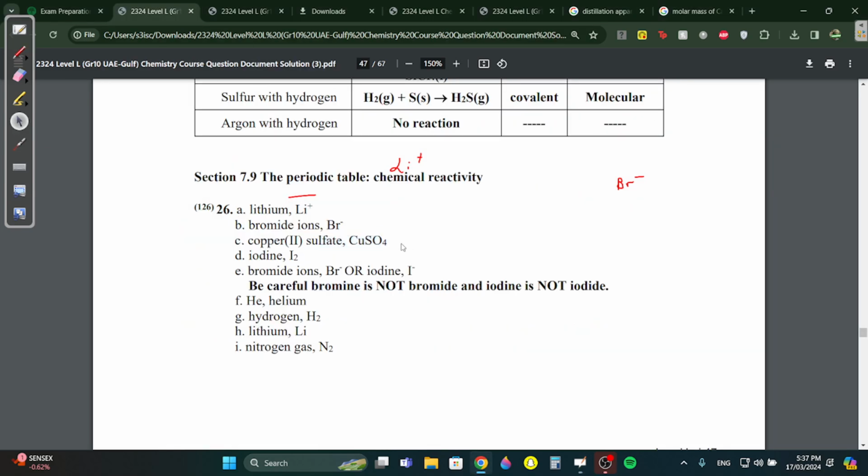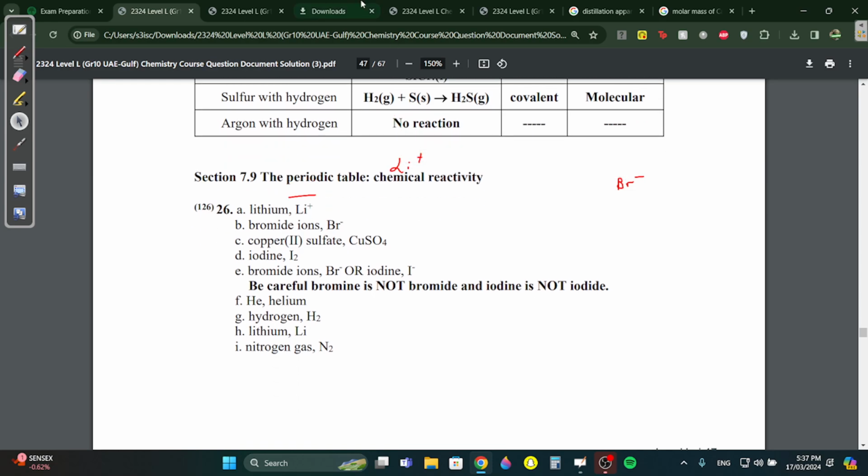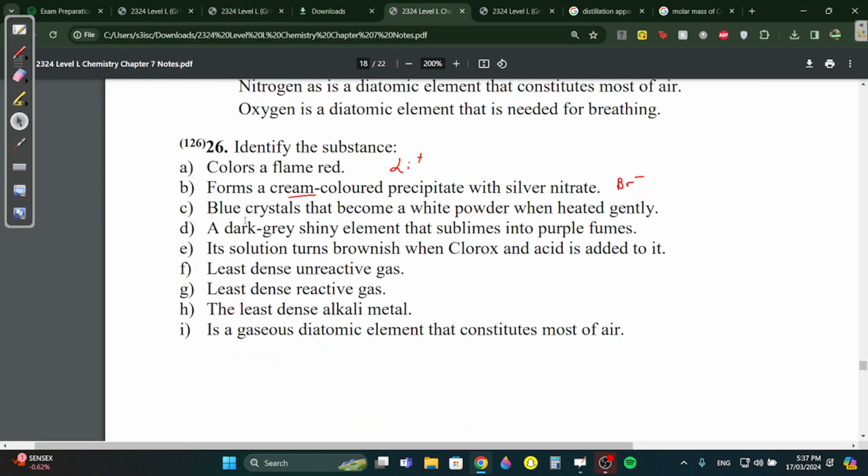We did not take this. D, a dark gray shiny element that sublimes into purple fumes. This is iodine. Its solution turns brown when Clorox and acid are added to it. This is, you could say, iodine or bromine because it was in the table.